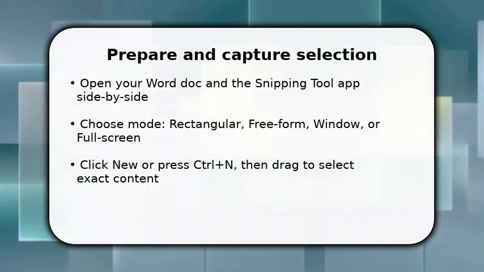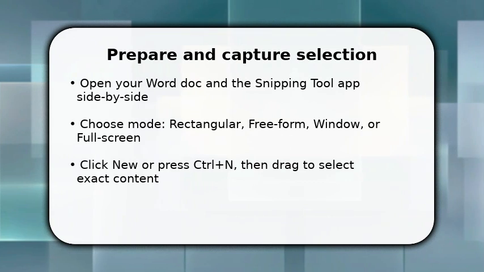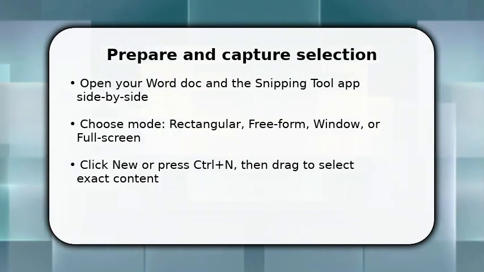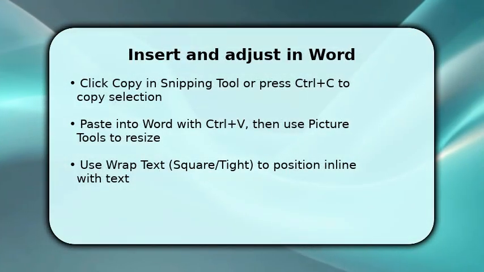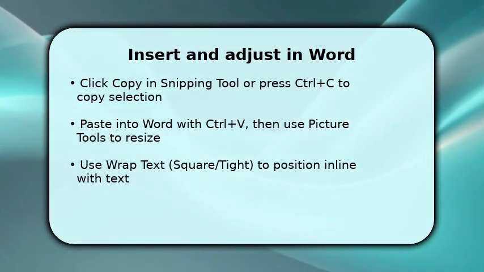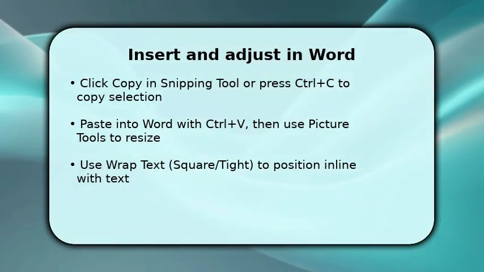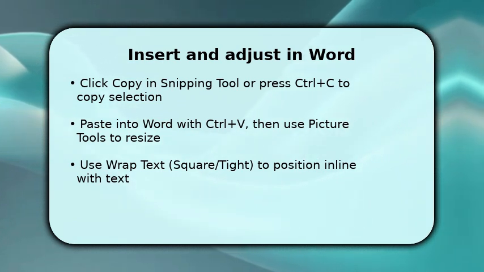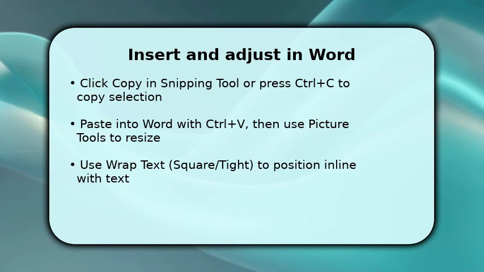As you release the mouse, the image is captured to the snipping tool editor so you can refine, copy, or save without leaving Word. After capturing, click Copy or press Ctrl+C so the image is on your clipboard. This speeds up insertion. Then paste into Word with Ctrl+V. Now you have an image object to shape.